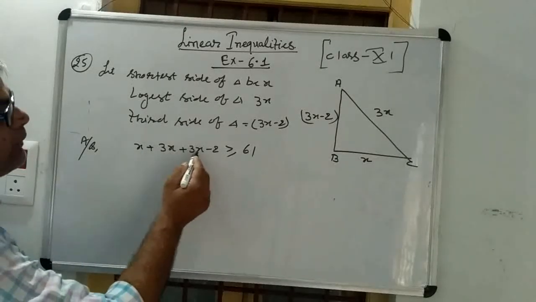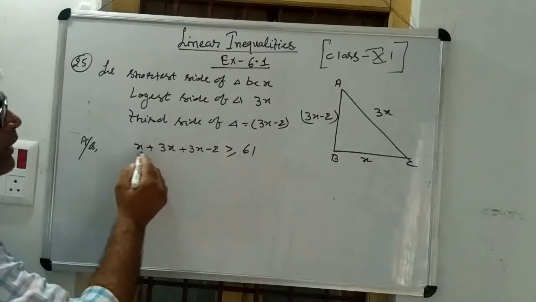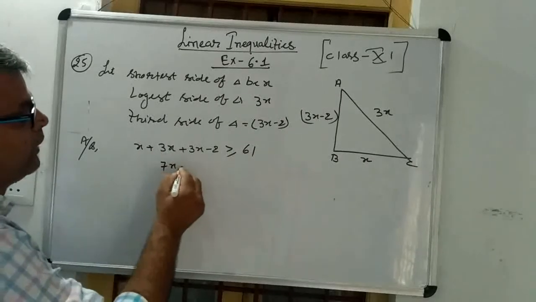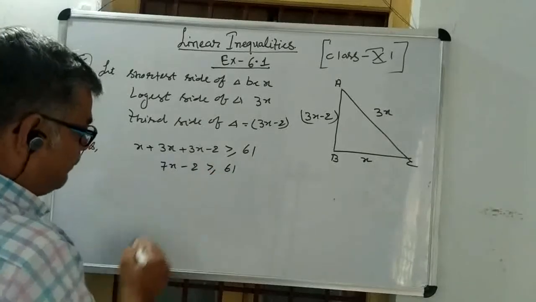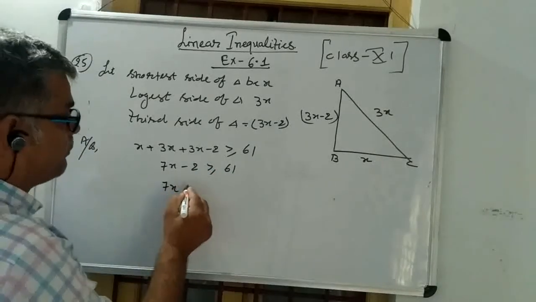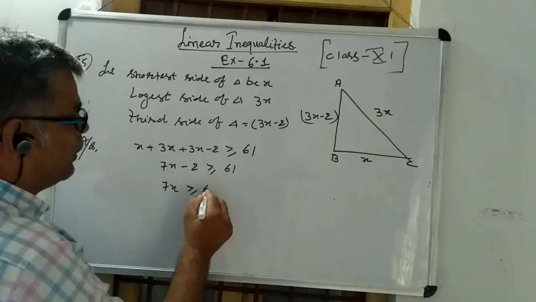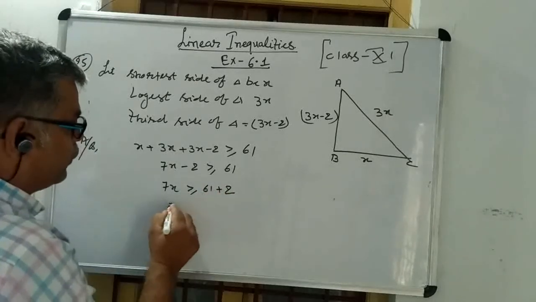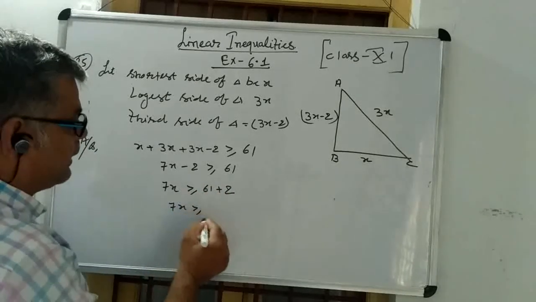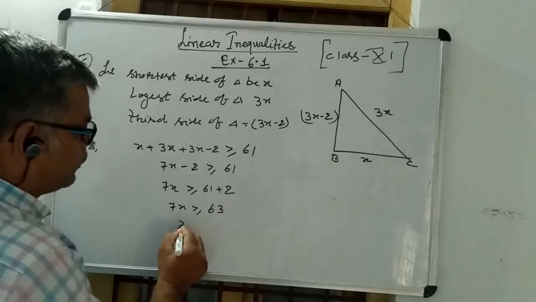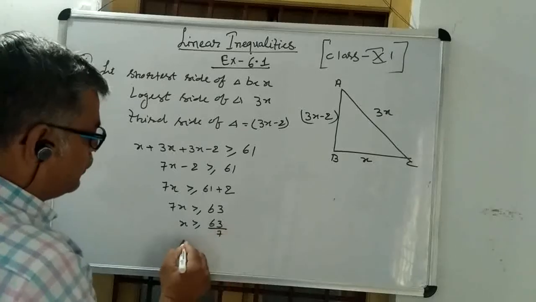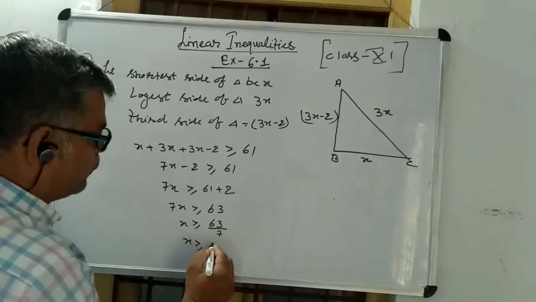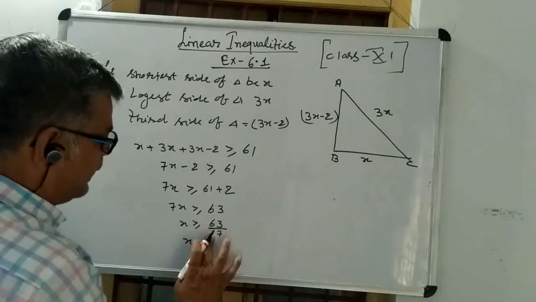Now solve it. x plus 3x plus 3x is 7x, minus 2 is greater than or equal to 61. So 7x is greater than or equal to 61 plus 2. So 7x will be greater than or equal to 63. So x is greater than or equal to 63 by 7. So x is greater than or equal to 9.